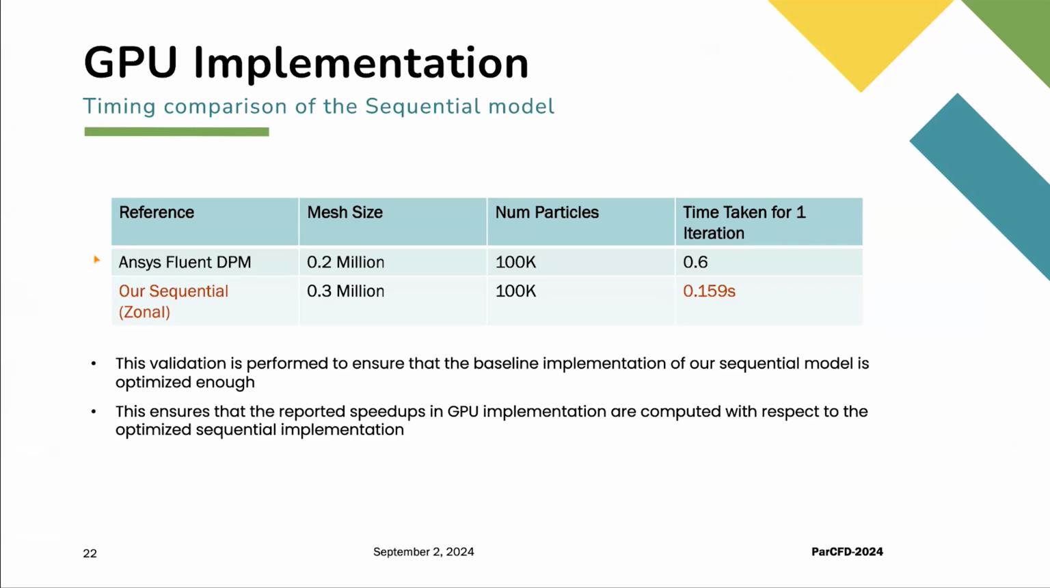So we took a simple mesh on an ANSYS Fluent DPM with a 0.2 million size, and we tracked 100K particles. The total time taken was close to 0.6 seconds. And in our implementation, which is close to 0.3 million, the time taken was 0.159 seconds.